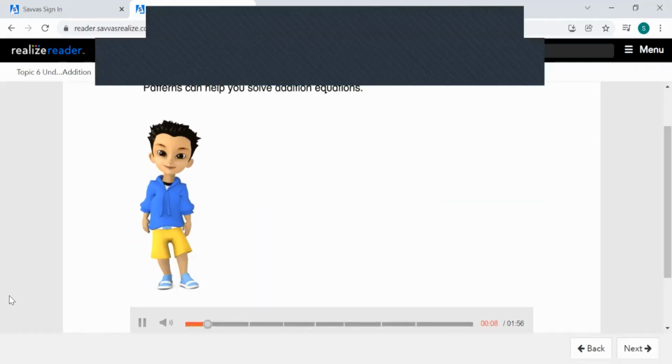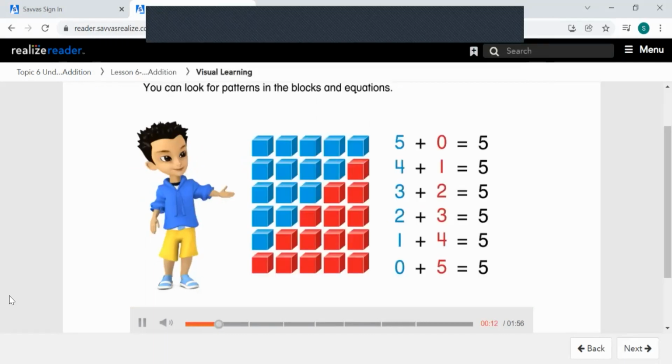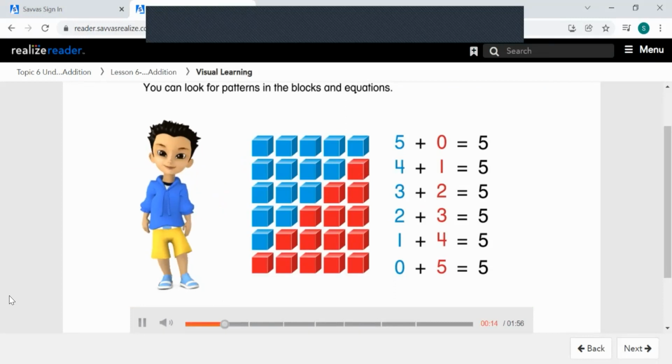Patterns can help you solve addition equations. You can look for patterns in the blocks and equations. I can use patterns to make 5.